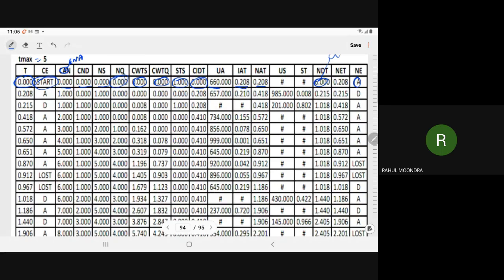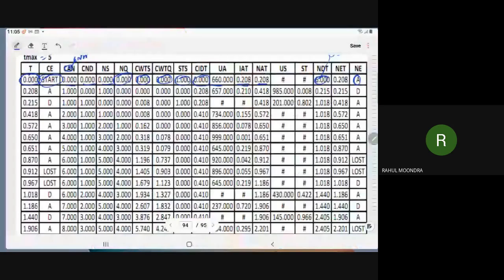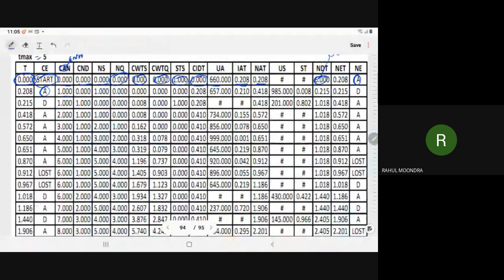So at time 0.208 we have the arrival. The number of customers in the system will become 1. CND will remain 0, NS will become 1, NQ will be 0. Then we have to update the CWTS and CWTQ. Now the server is busy with the customer, so it is 0. Now CIDT we have to update: for the time 0.208 units, the server was idle.